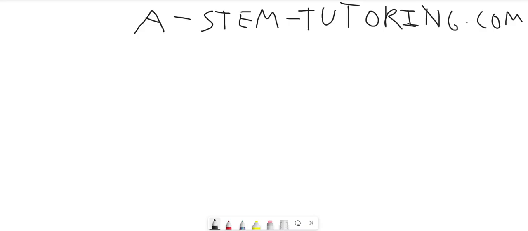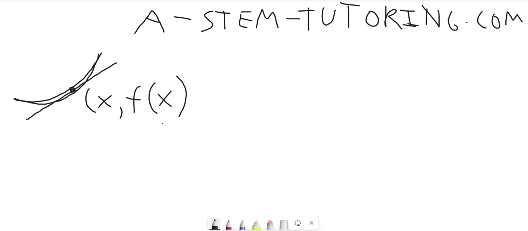a-stem-tutoring.com. Today we'll talk about how to find the first derivative of a simple function. So from basic calculus here, if you have a function, a curve, suppose, and you take a tangent line to that function. Let's draw the curve here. It touches the tangent line only at one point, x, comma, f of x. The first derivative of that at that point, f prime of x, equals the slope of this line that I just drew here. So how do we find that?